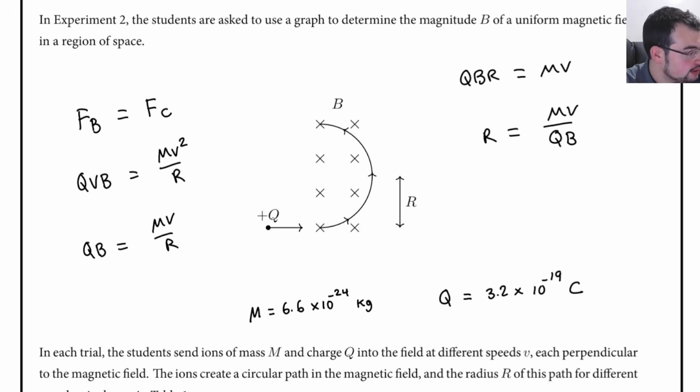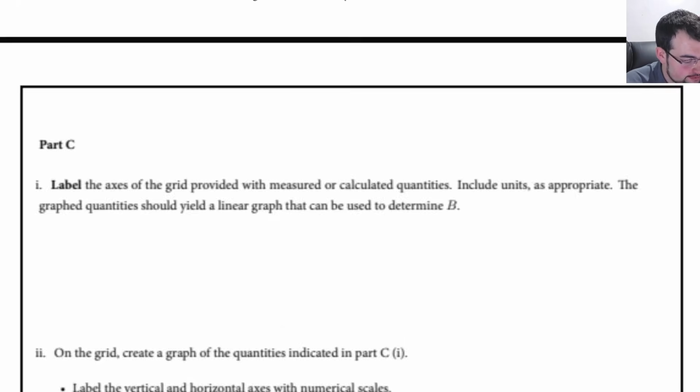Did you have that memorized? If so, good for you. This is a common result. So do we have everything? Well, R and V were our data. Oh, look, that's linear already. M and Q are given to us, and B is what we want to find. So yeah, we got everything.